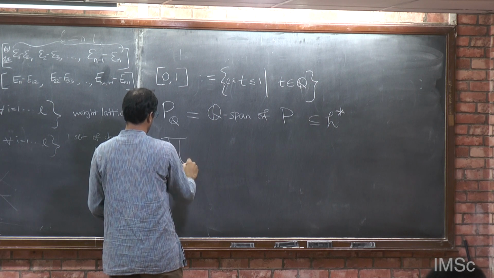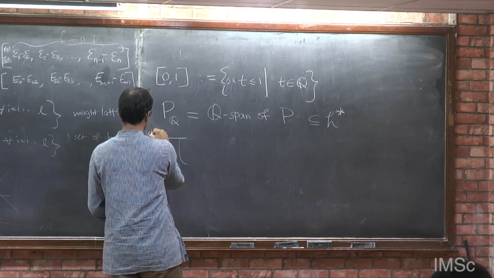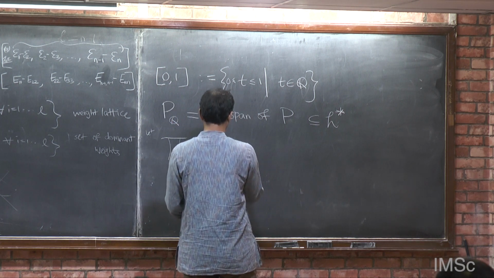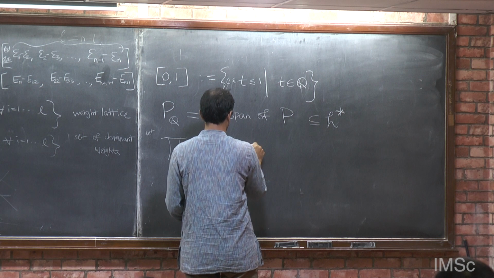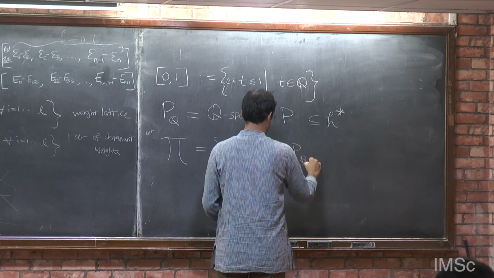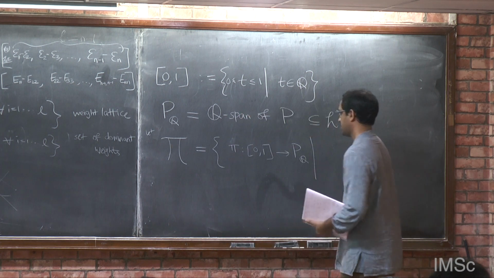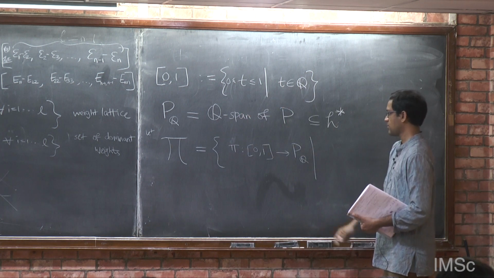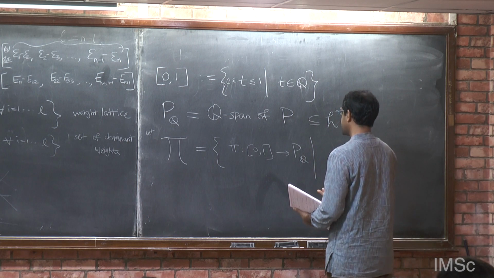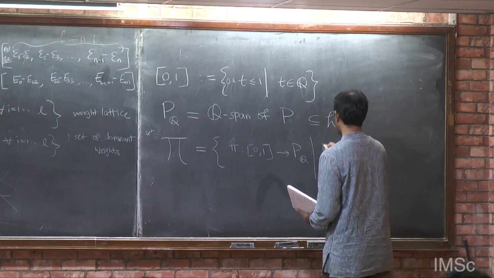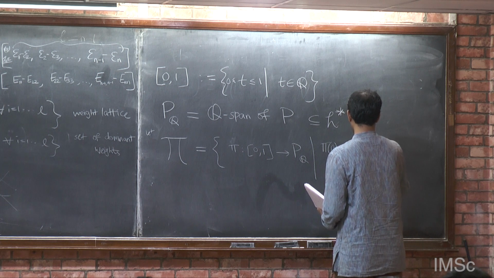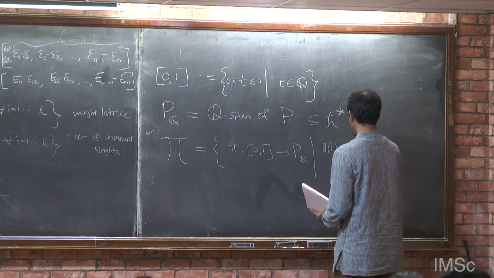So let pi denote the set of all paths, by which we mean small pi, a function from 0,1 to PQ. So this is a path for us. A path is just a function from the rational numbers in 0,1 to the Q span of the weight lattice, satisfying the following condition: it starts at the origin, pi at 0 is 0, and pi is piecewise linear.